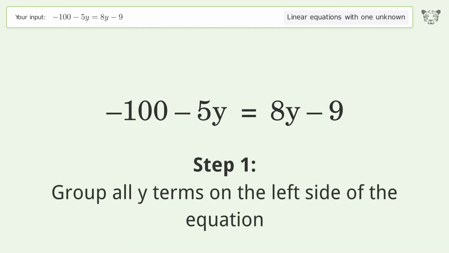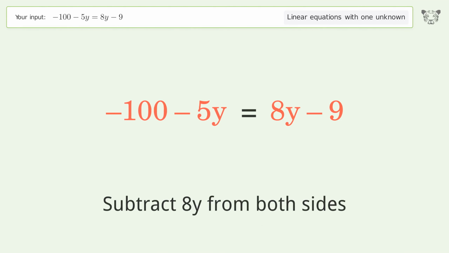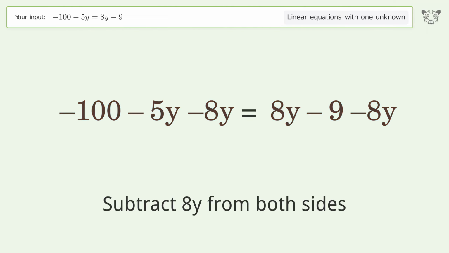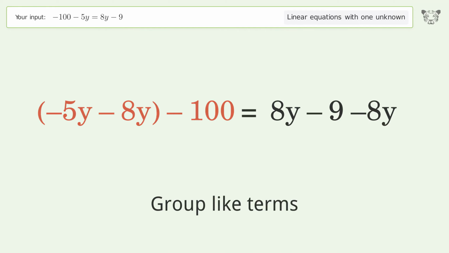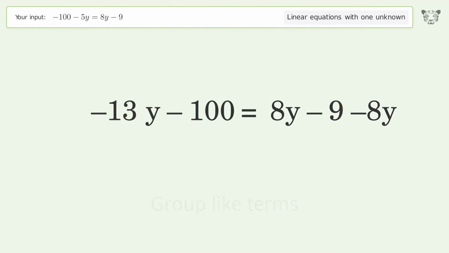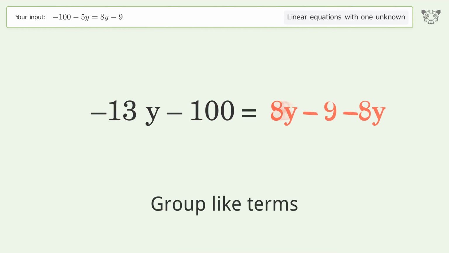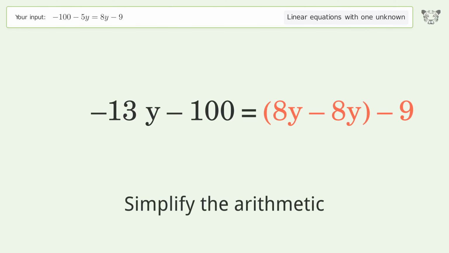Group all y terms on the left side of the equation. Subtract 8y from both sides. Group like terms. Simplify the arithmetic. Group like terms. Simplify the arithmetic.